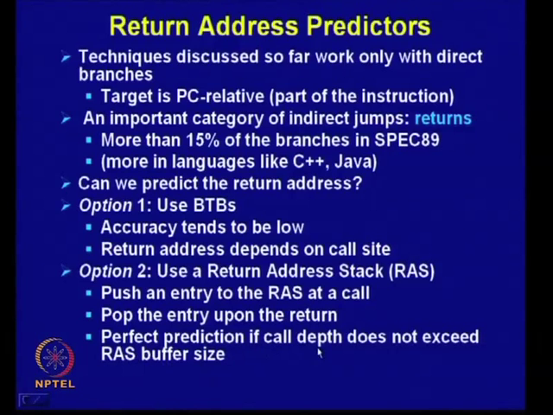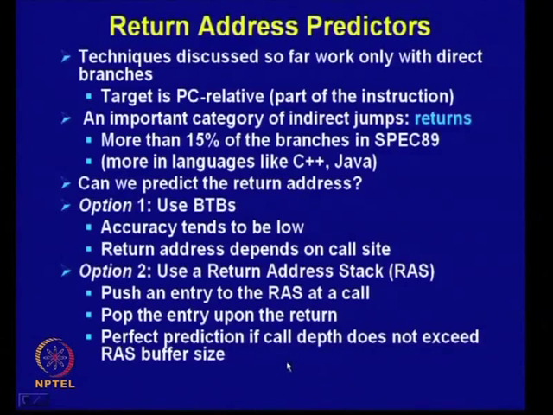So this is the perfect prediction if the call depth does not exceed the return address stack buffer size. Of course, one thing you have to keep in mind, a stack will have limited size. As long as there is no stack overflow, the prediction of the return address will always be correct. Only when there is stack overflow, you will not get correct branch prediction. So, as long as your stack depth is enough, you will get perfect prediction. But if there is stack overflow, then of course, it will not give the correct result.